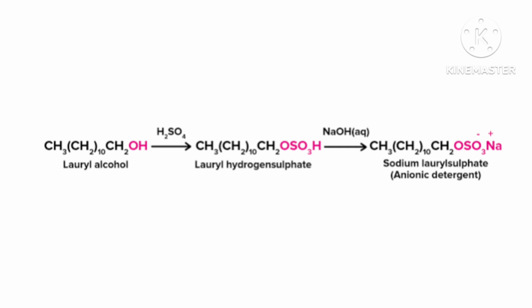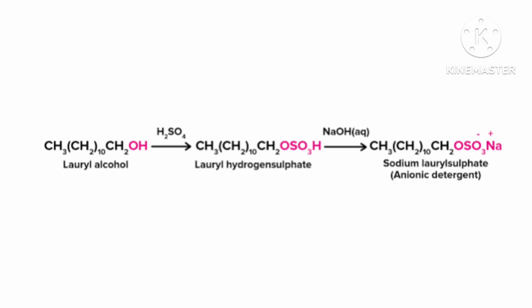Why are you using alkali here? Because you are using concentrated acid. If excess acid is there, then that will be neutralized by alkali. You know that acid will be neutralized by alkali, and you will get the anionic detergent, that is the hydrogen sulfate.